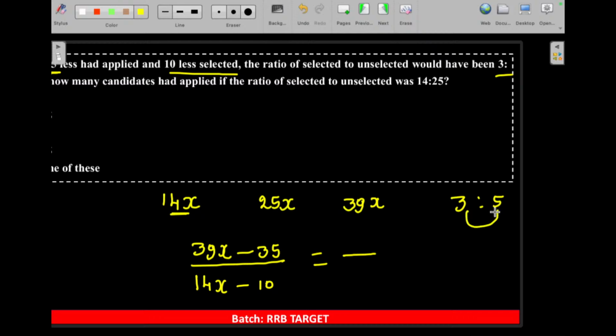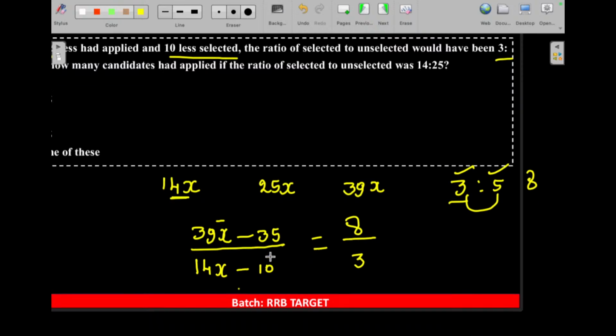8, right? It is selected, it is unselected, and the total is 8. Here I have to write 8 because it is the total. I need to compare with the total only. It is selected, so I need to take it for selected only. Now do cross multiplication and tell me the answer.